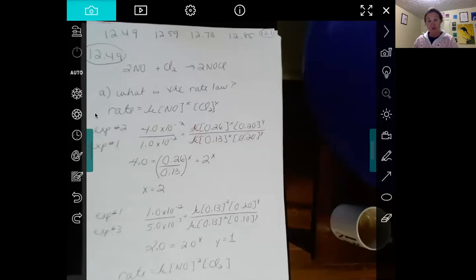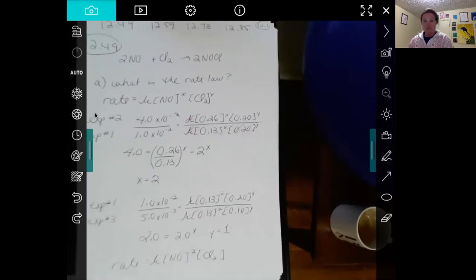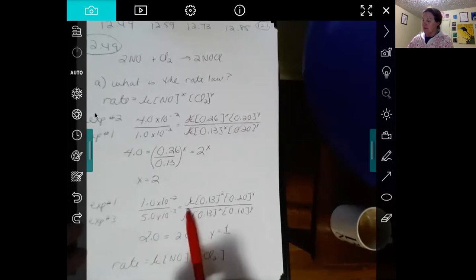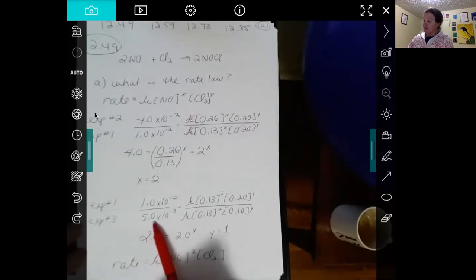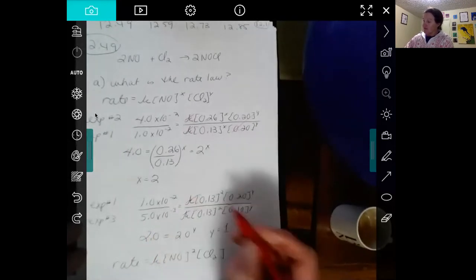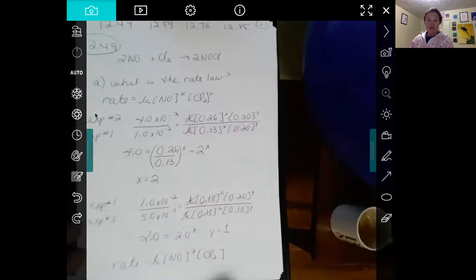Then we have to figure out the order with respect to chlorine by picking 2 experiments where its concentration starts out at a different quantity, but the concentration of nitrogen monoxide is the same. So we'll look at experiment 1 and 3. We'll set it up exactly the same. Rate equals K times each concentration raised to its power. And experiment 3, same thing. But now the K should be constant. The ratio of the nitrogen monoxide concentrations should be constant because the experiments had the same concentration.